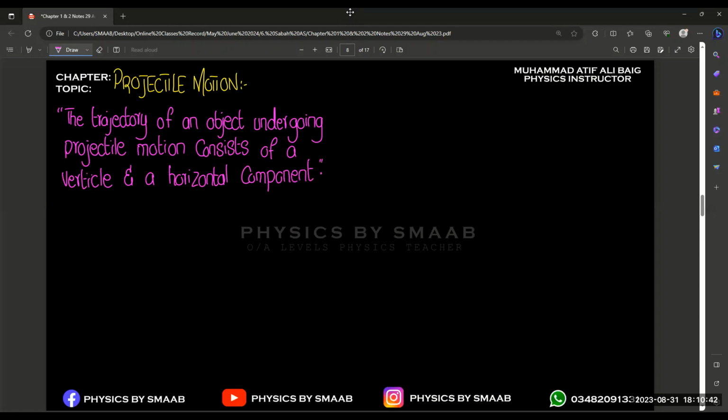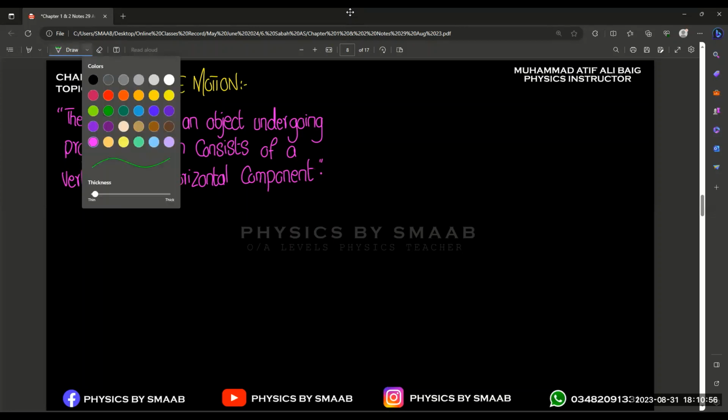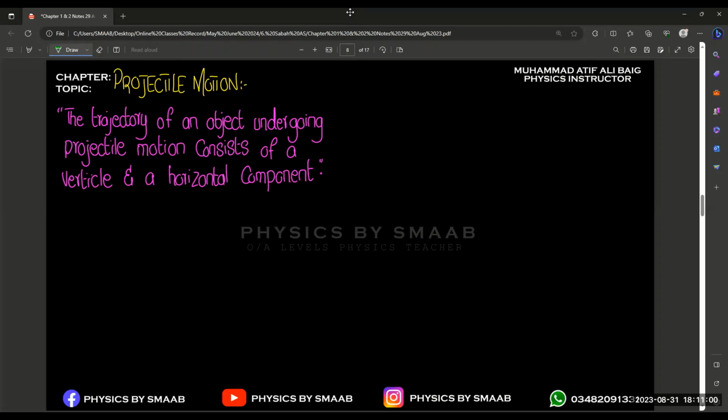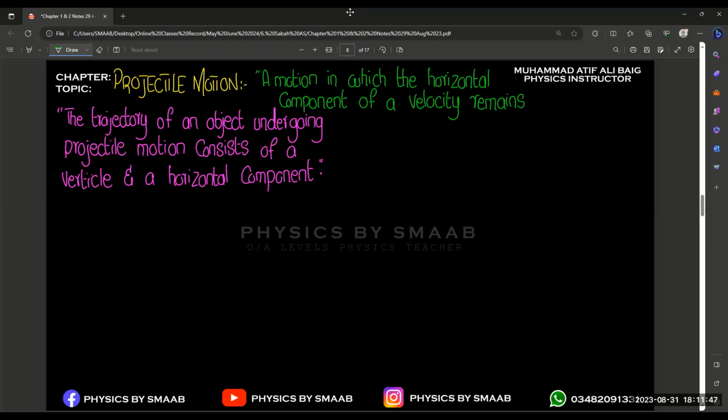And for projectile motion, you may also write like this: the motion in which the horizontal component of the velocity remains constant throughout the motion, because that is the very important thing. Because we know that if we are working with projectile motion, there is one assumption, that your horizontal component always remains the same. So you can also define projectile motion like this: the horizontal component of a velocity remains constant.